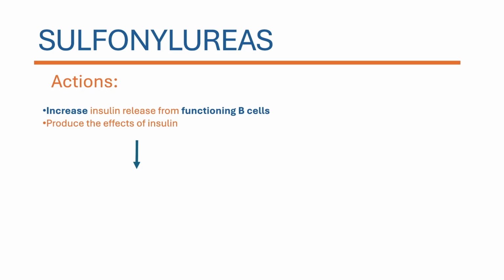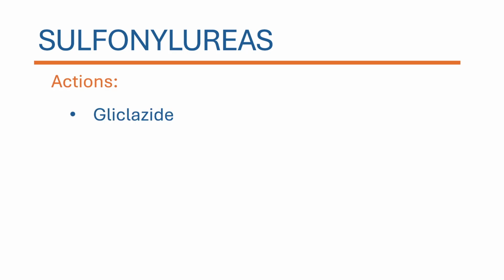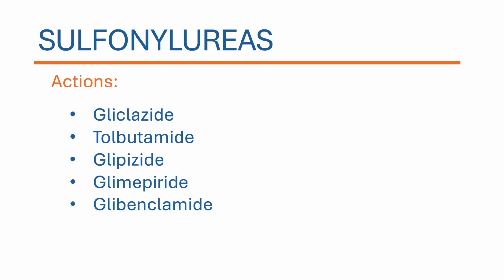If you have not seen the video on insulin, please go back to it, on how insulin acts, etc. Basically, whenever insulin is released, it helps in the uptake of glucose into the cells and the muscles, thereby lowering the blood sugar levels. Under the sulfonylureas, the examples are gliclazide, tolbutamide, glipizide, glimepiride, and glibenclamide. These are the examples under sulfonylureas.